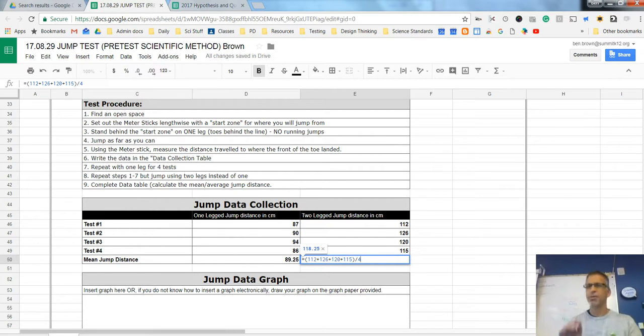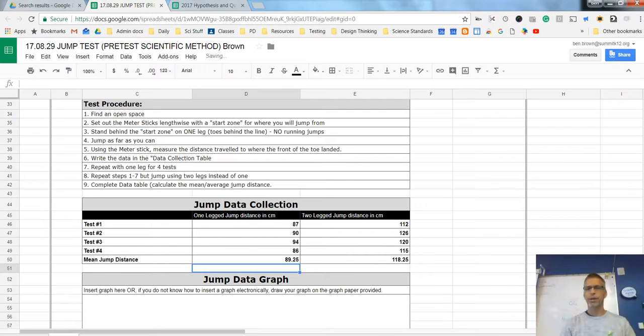Yes, I will tell you there are easier ways to do this, such as formulas that are pre-built into spreadsheets. But I want you to learn this way first so you understand how to calculate an average utilizing the mathematical formulas that we have in place. So I've now calculated my mean. Now I want to insert my chart.